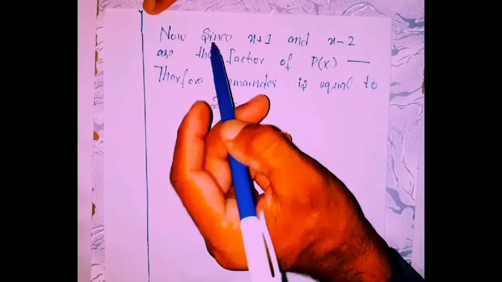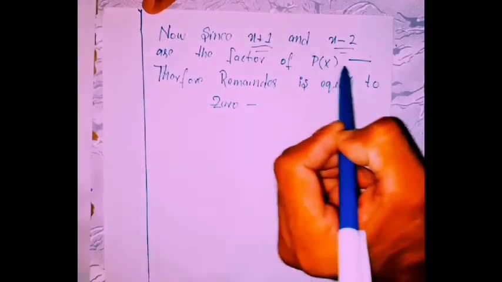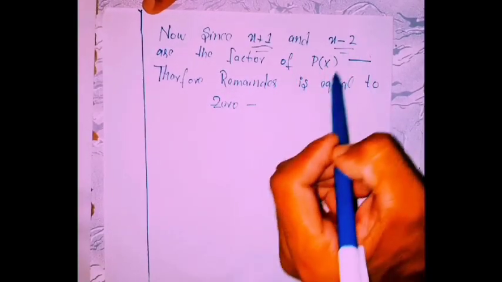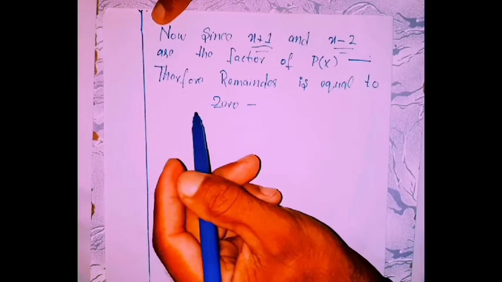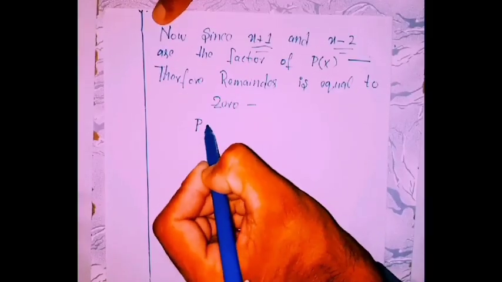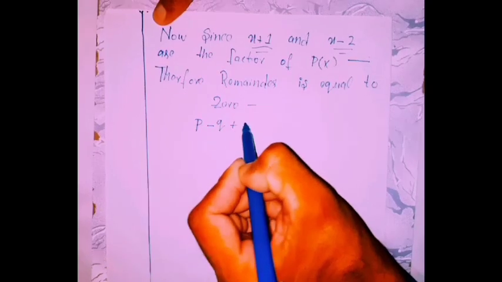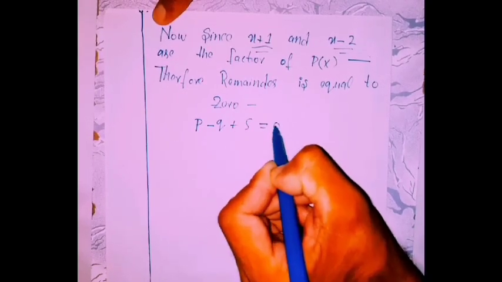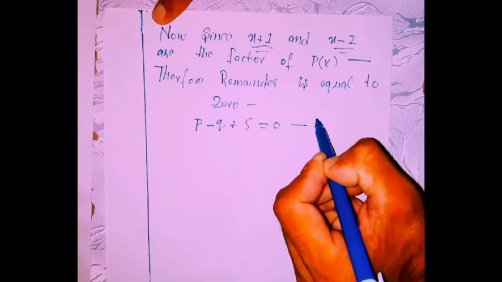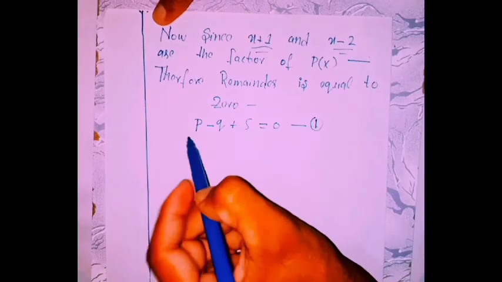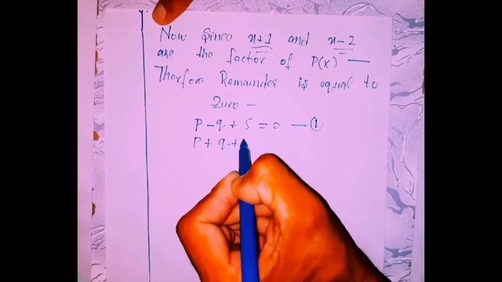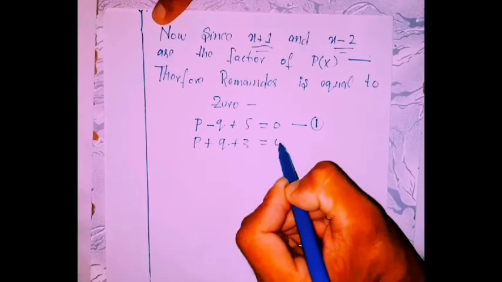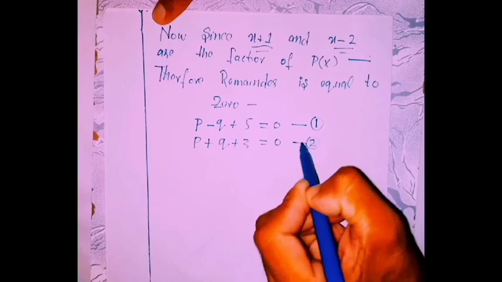Now since x plus 1 and x minus 2 are the factors of the polynomial p of x, therefore the remainder is equal to 0. So we will write the remainder p minus q plus 5 is equal to 0. Here we have equation 1, and the other one is p plus q plus 3 is equal to 0. It's the second one.